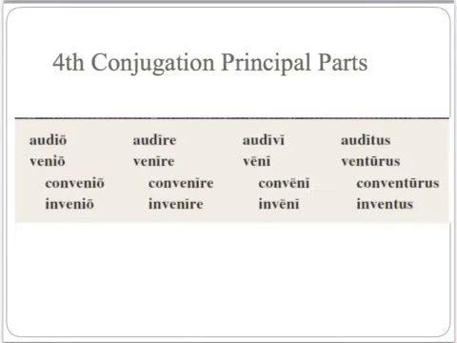Here's a review of the fourth conjugation principal parts. So you have audio, audire, audivi, auditus, and then you have convenio, convenire, conveni, conventurus. Notice the compounds, convenio and invenio, also follow the same pattern. So if you know the principal parts of venio, you know the principal parts of convenio and invenio.